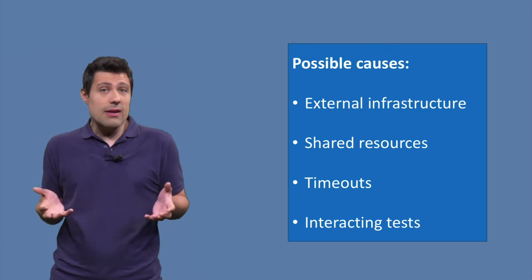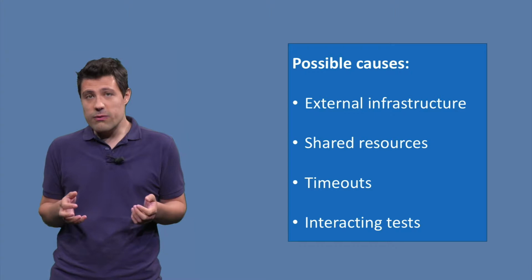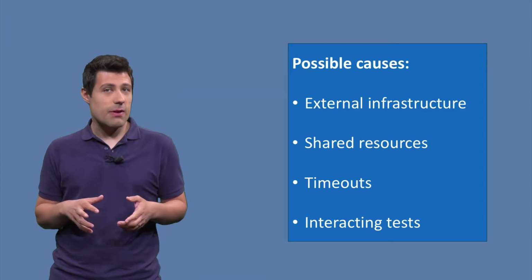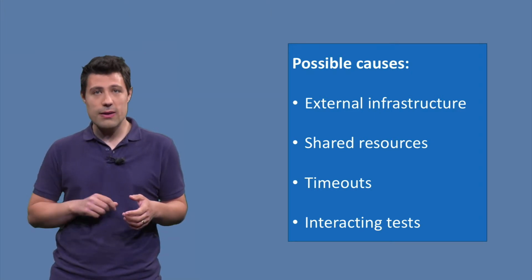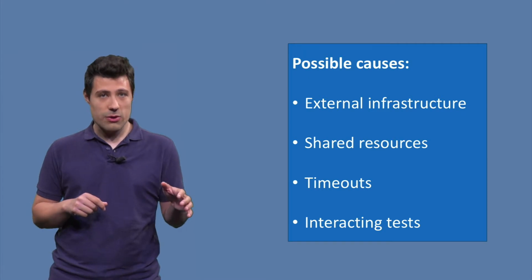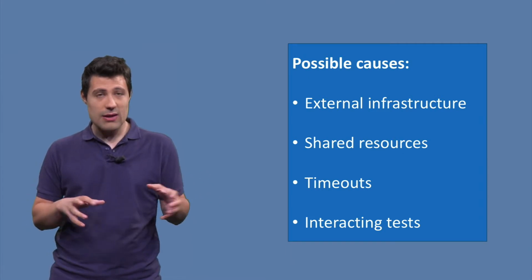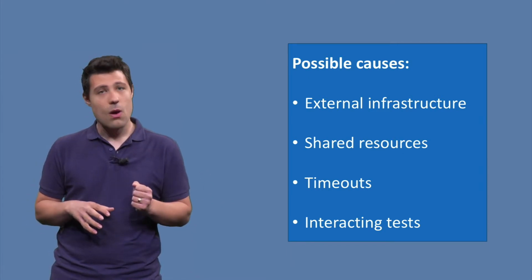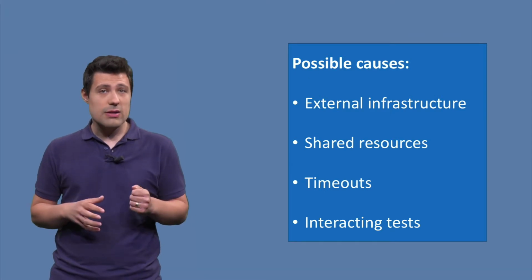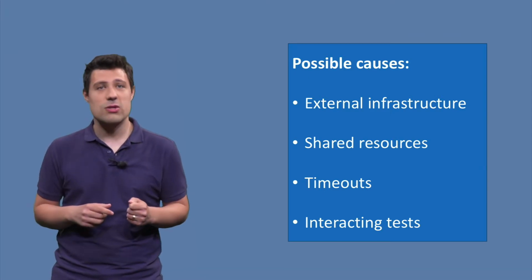Or a flaky test can happen because developers are sharing resources. For example, your development team shares the database used by the tests, and then at some point some other person changes the database, and this affects your tests. Or because you have timeouts. This is very common in web applications, actually.